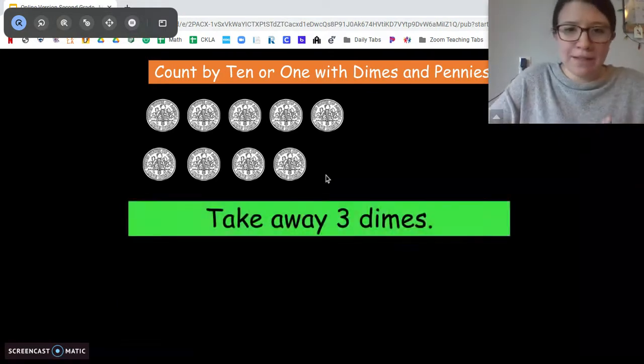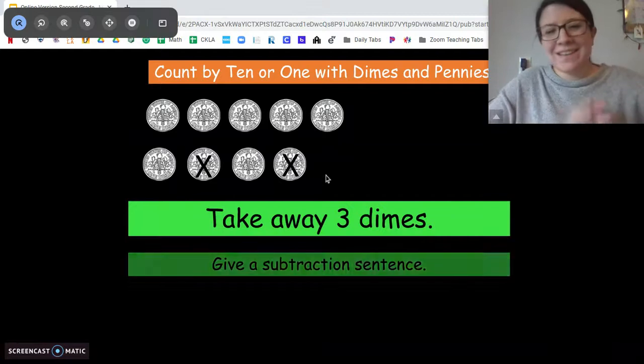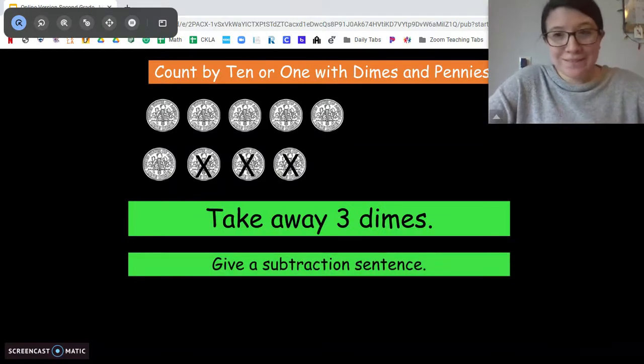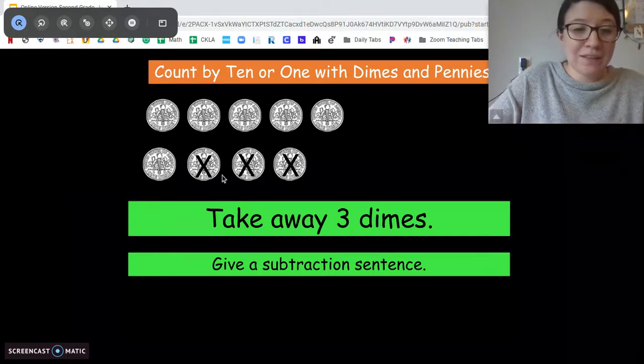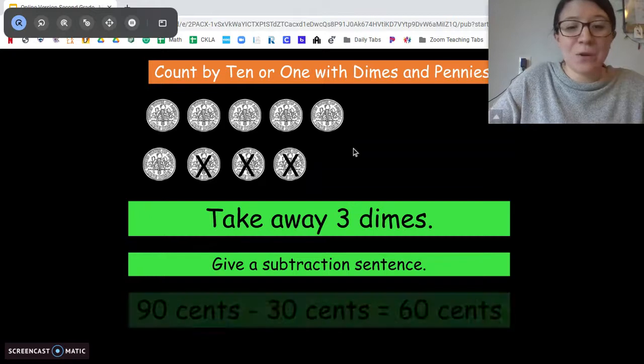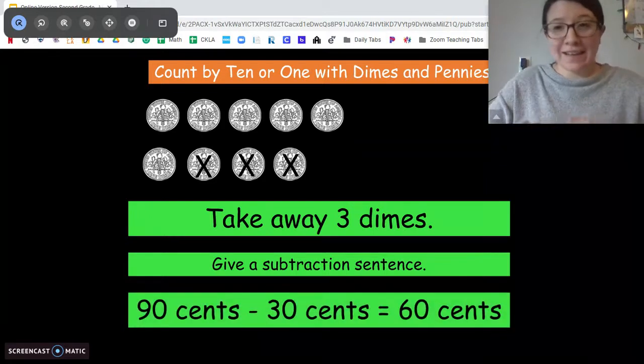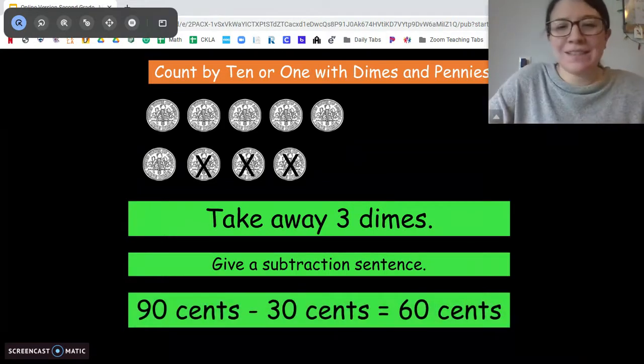Now we're going to take away 3 dimes. Bye, dimes. What's that subtraction sentence? We started with 9 dimes, remember? Good. So we have 90 cents. We're going to take away 10, 20, 30 cents, and that leaves us with 60 cents. 9 dimes minus 3 dimes equals 6 dimes.